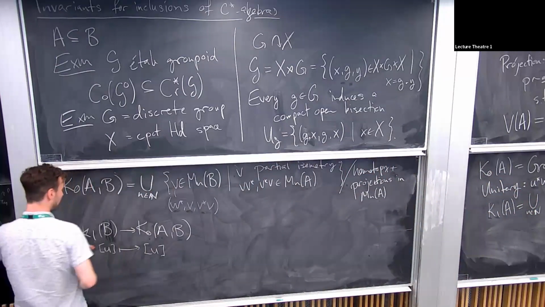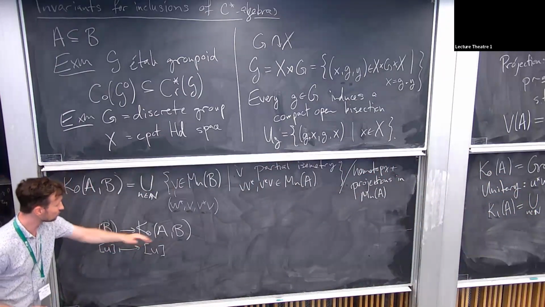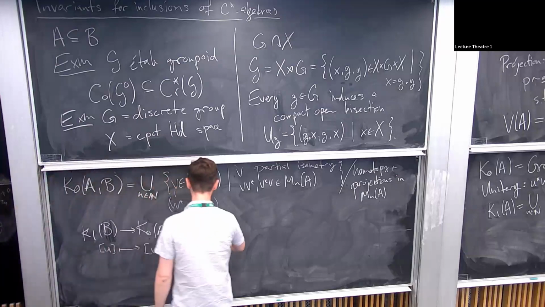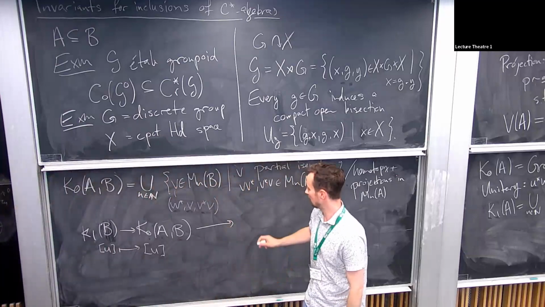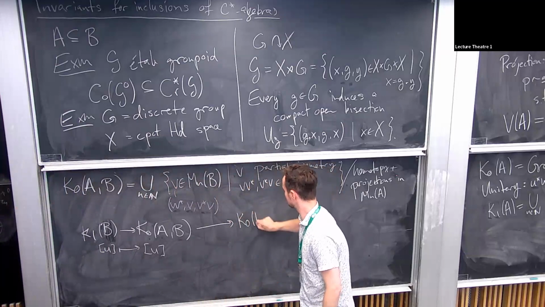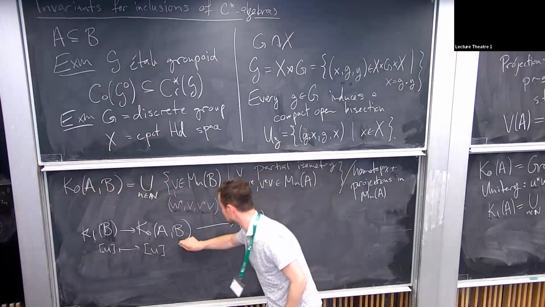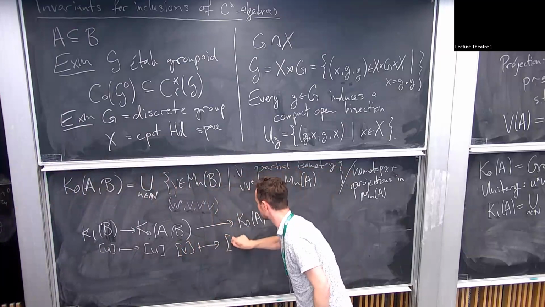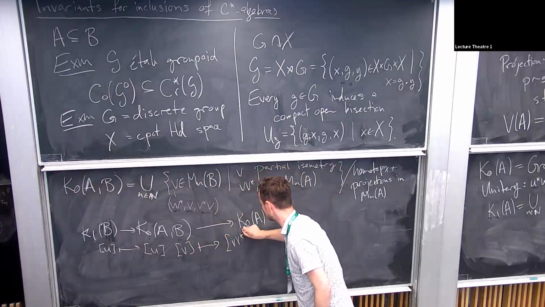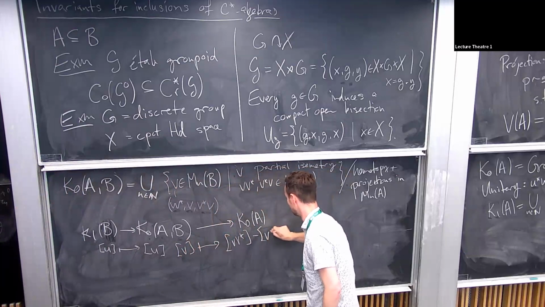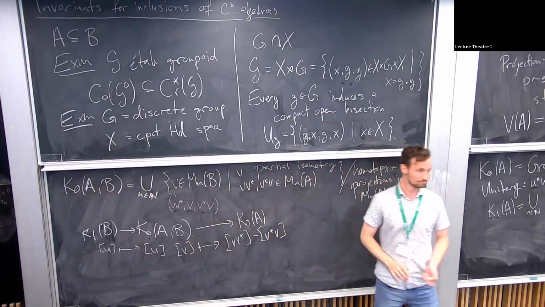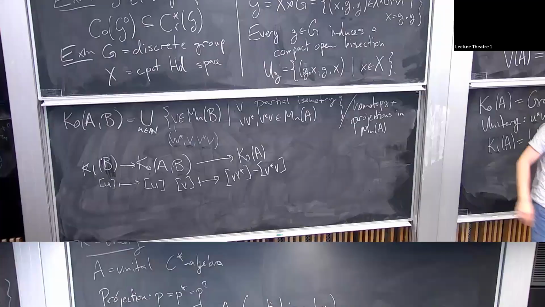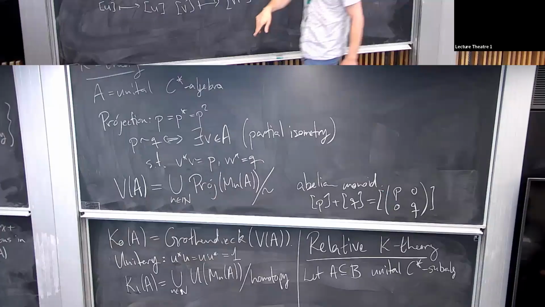So you've got a canonical map from K1 of B to this relative K theory, but you also have a canonical map that goes into K0 of A, because if I took one of these partial isometries, I just map it to the difference of BV star and V star B. Because now I've got projections in the small.